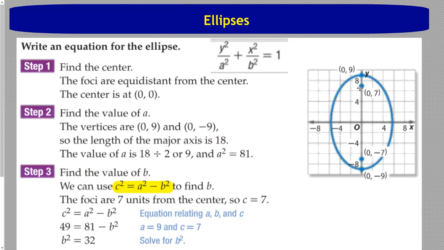So all we have are the two foci at (0, 7) and (0, -7), and the vertices at (0, 9) and (0, -9). The foci are always equidistant from the center of the ellipse. Okay, so if we just find the midpoint between (0, 7) and (0, -7), we will have the center of our ellipse.